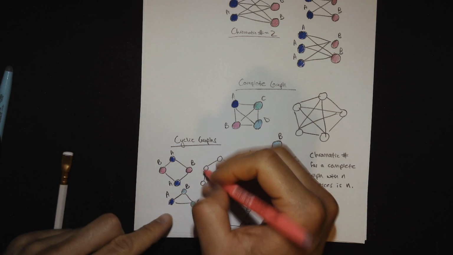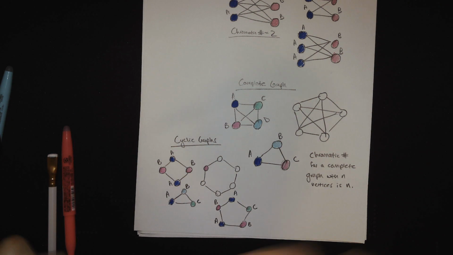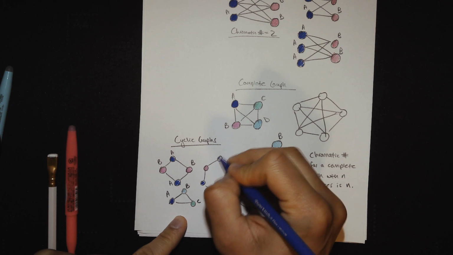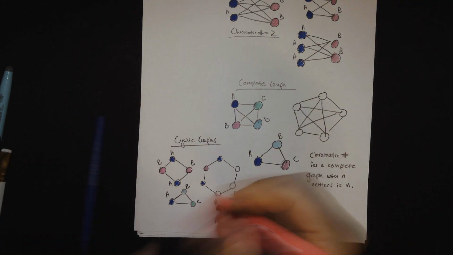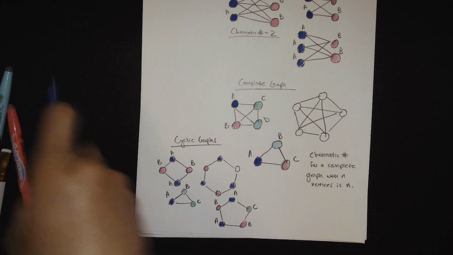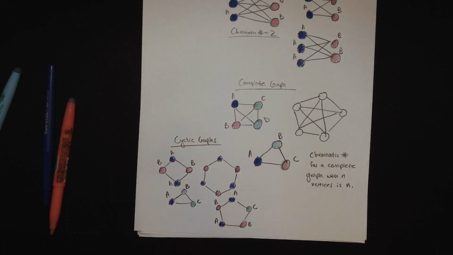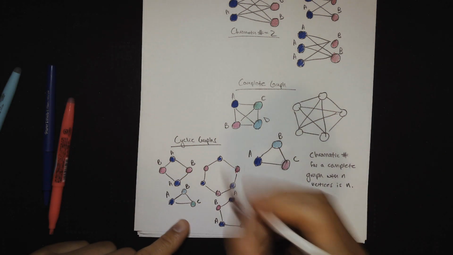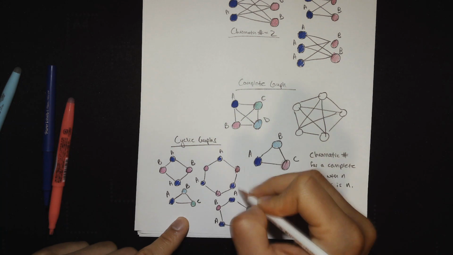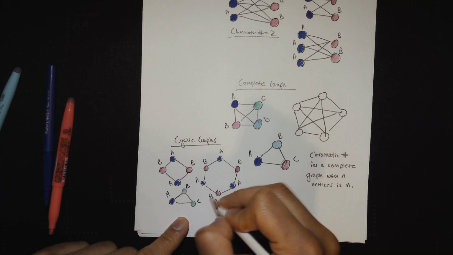And if we follow this pattern, let's look at the chromatic number for the cyclic graph with 6 vertices. These can be blue, pink, blue, pink, and we've managed to do a coloring with only 2 colors here. So the chromatic number of this cyclic graph with 6 vertices is 2.